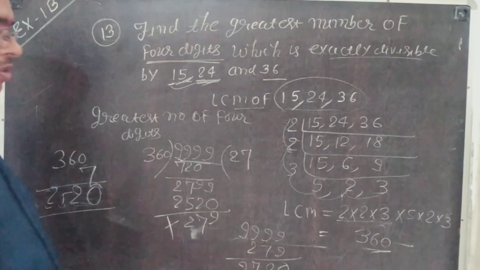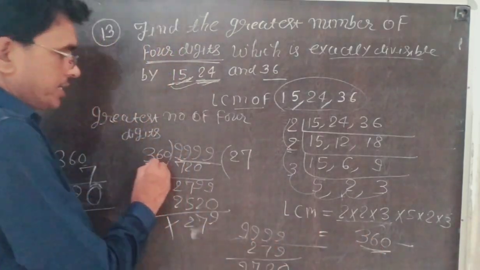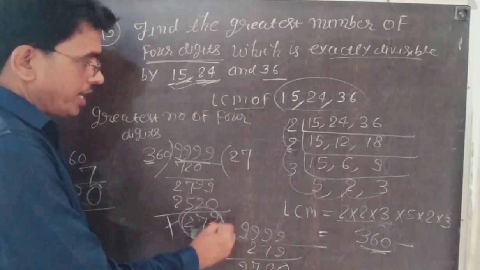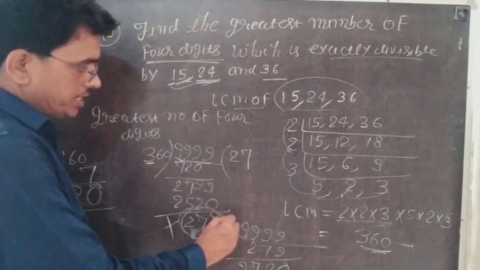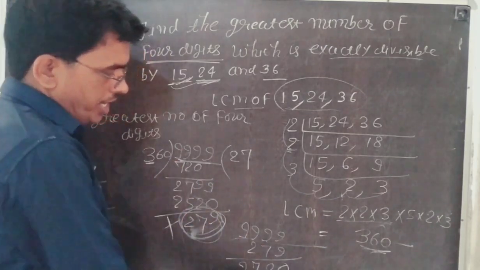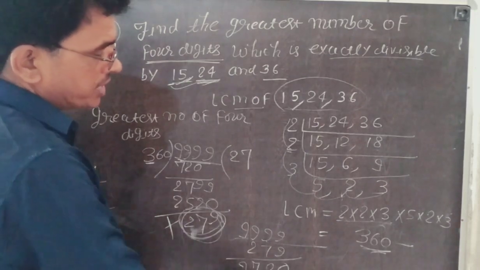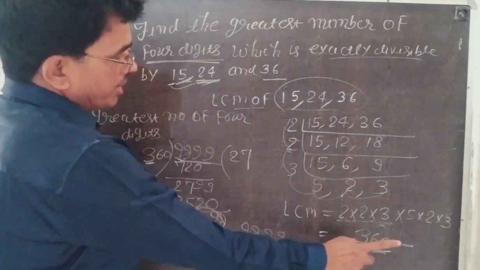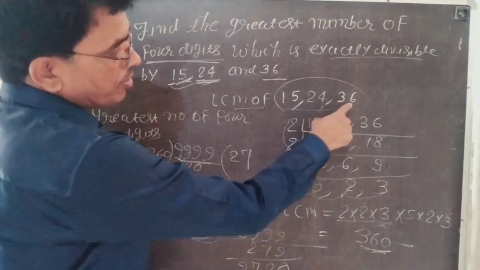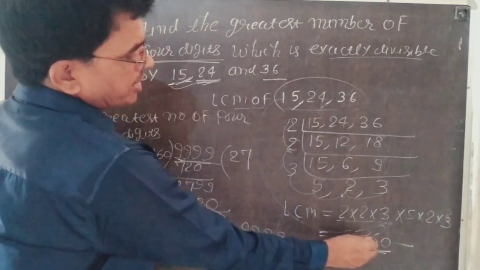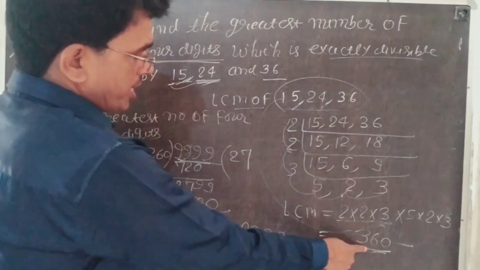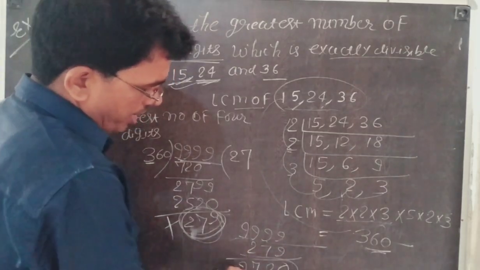You divide 9999 by their LCM, that is 360, and you have remainder 279. That 279 is the remainder. You subtract it from this, then you get 9720. It is the greatest number of 4 digits which is divisible by 360. That means this is divisible by 15, 24 and 36, because 360 is the least number that is exactly divisible by 15, 24 and 36, and this number is exactly divisible by 360.